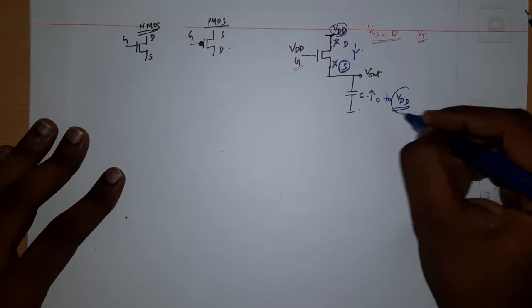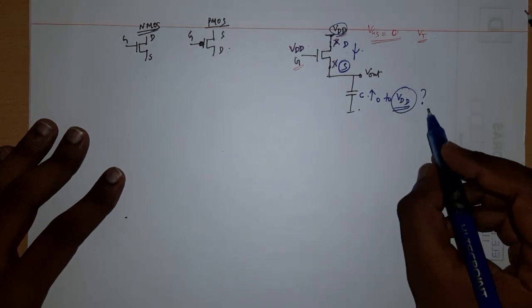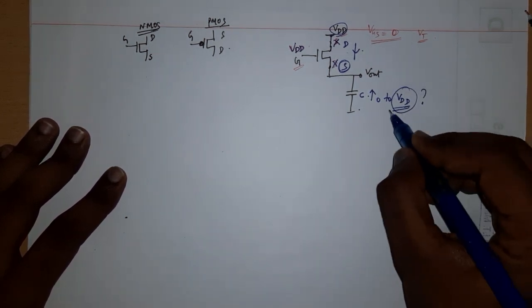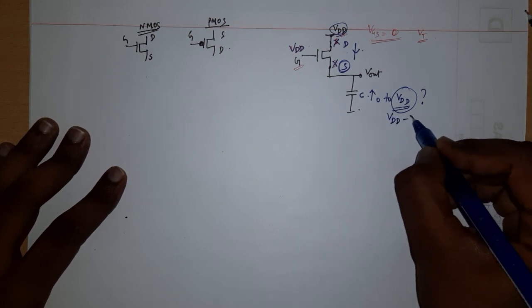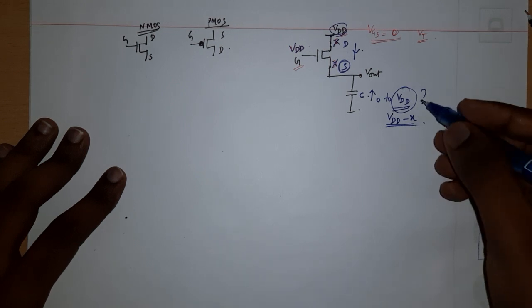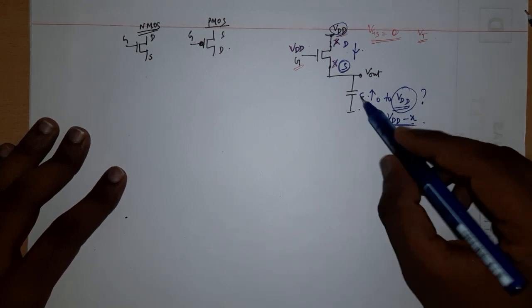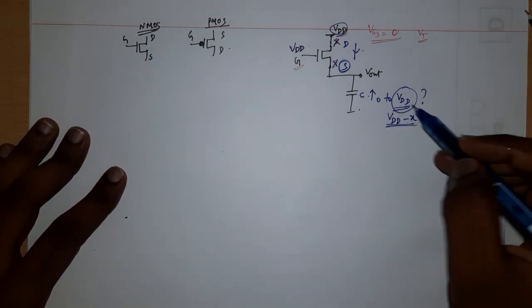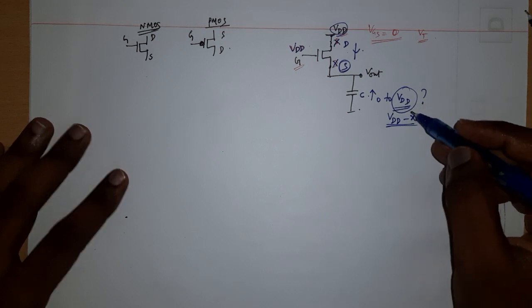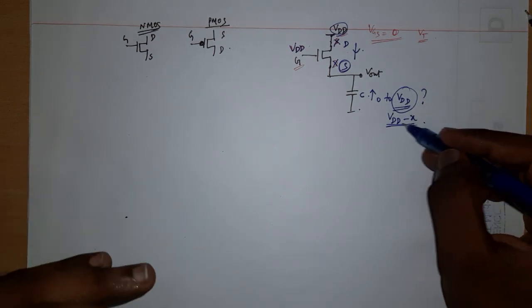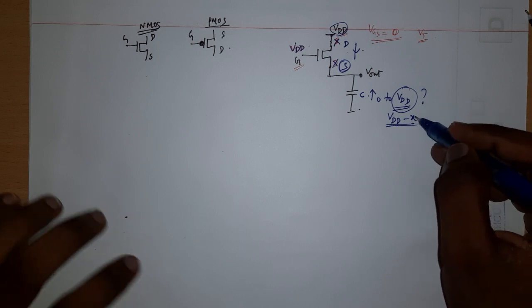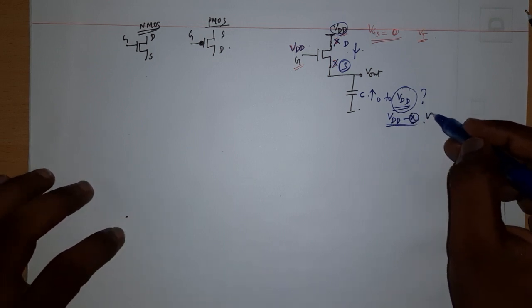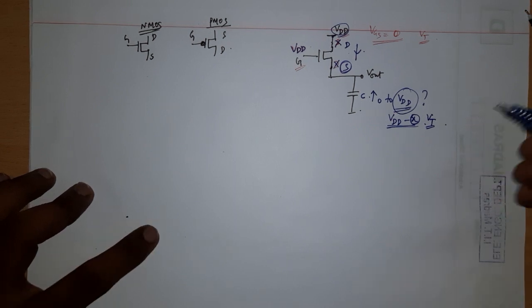But will it actually reach VDD is the question, because say it keeps on increasing, and it reaches some VDD minus X. Meaning the voltage across the capacitor will keep on increasing, and say it reaches some value which is VDD minus some X value. If this X becomes close to threshold voltage, what happens?